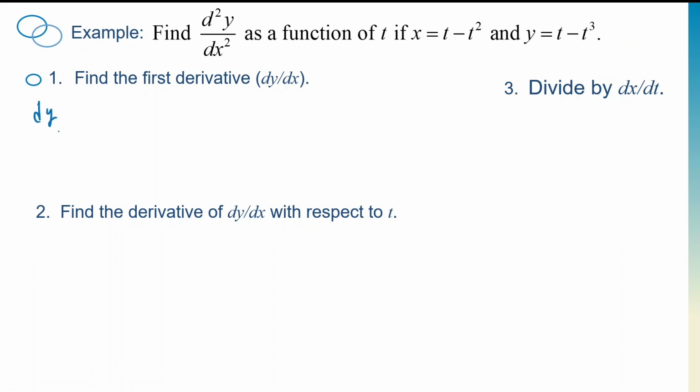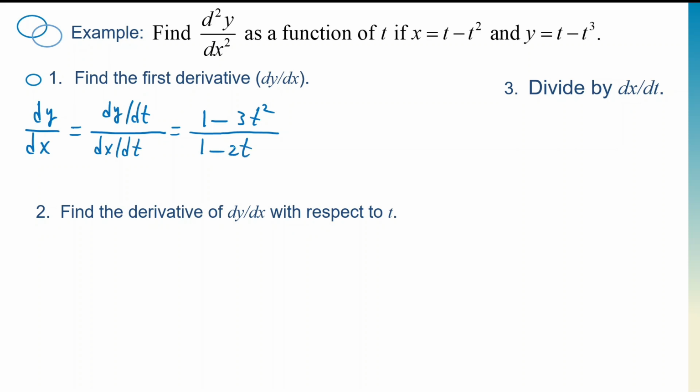So dy over dx, remember, this equals dy over dt over dx over dt. And dy over dt equals 1 minus 3t squared. Dx over dt is 1 minus 2t. Okay, now this is the first derivative.